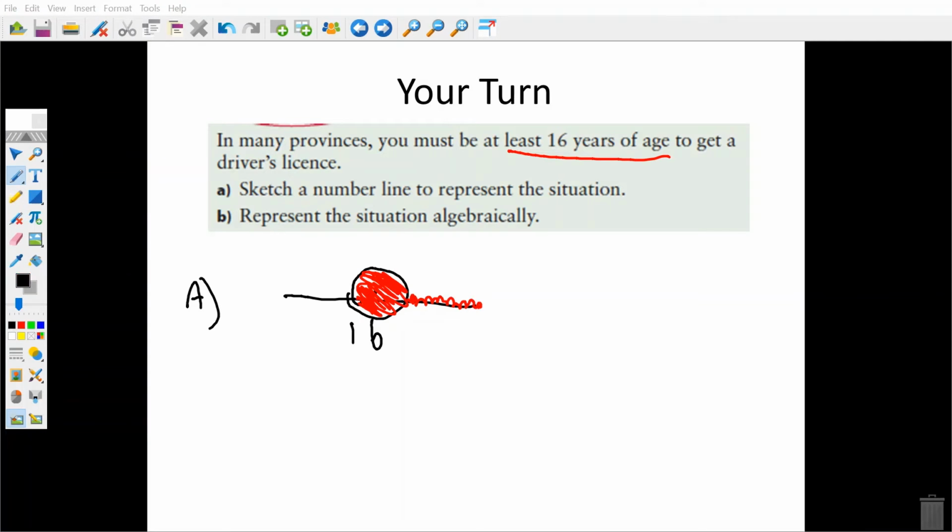Now for part B, to represent this algebraically, I would say that x has to be greater than or equal to 16. If the circle's colored in, the inequality sign has to have the equal to sign as well, right? Because you have to be 16 or older to get your driver's license. Next question.